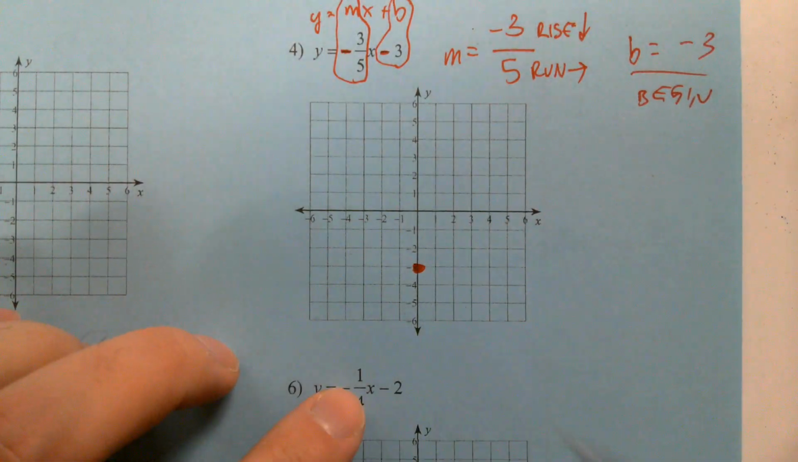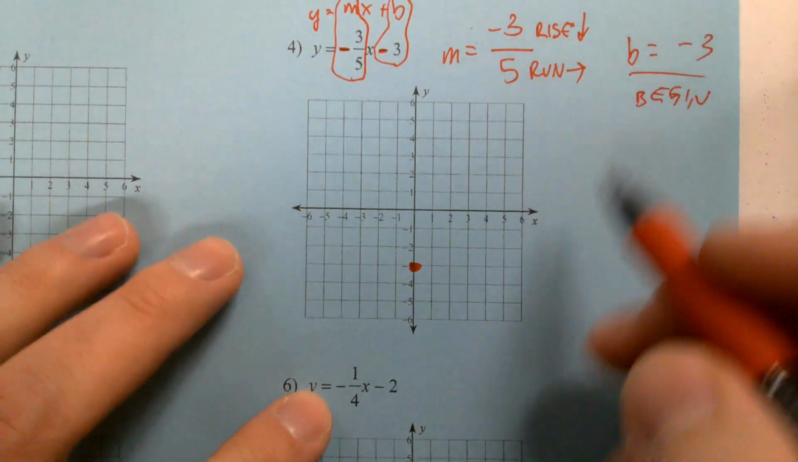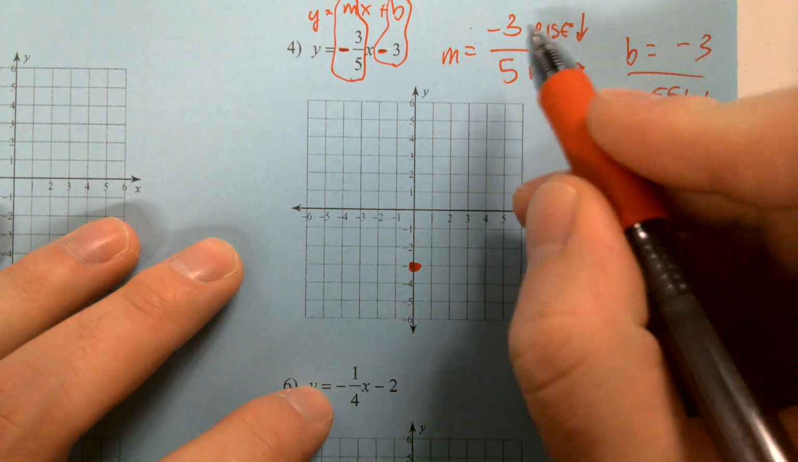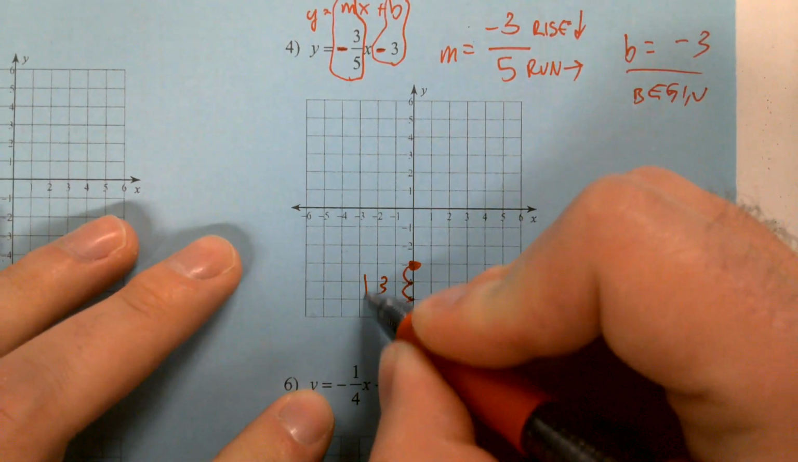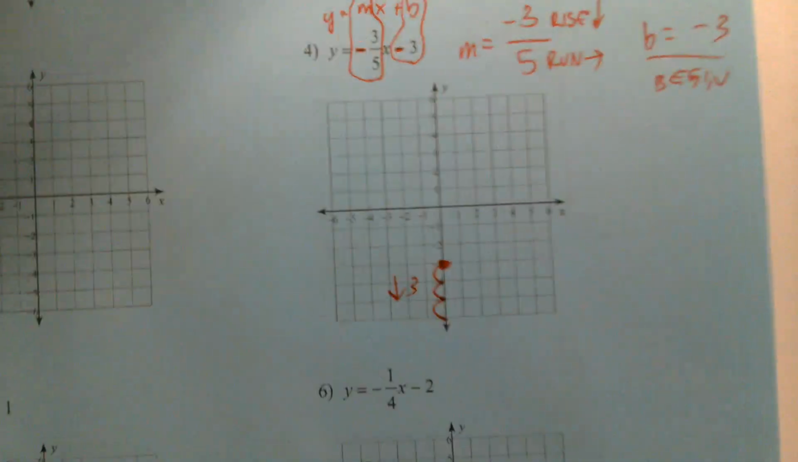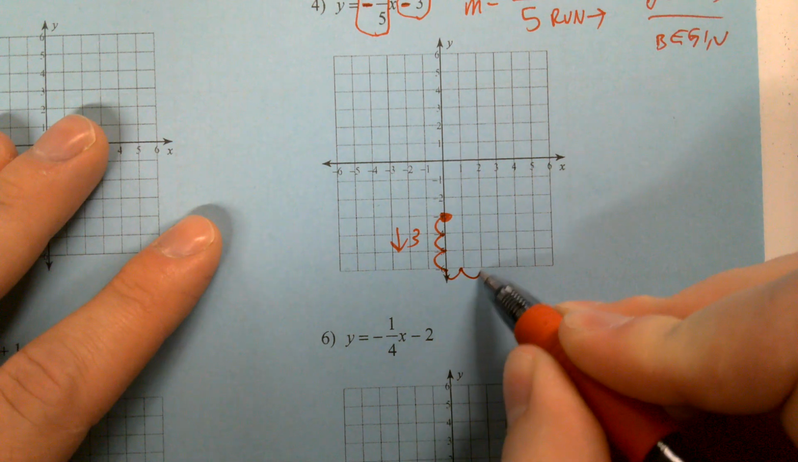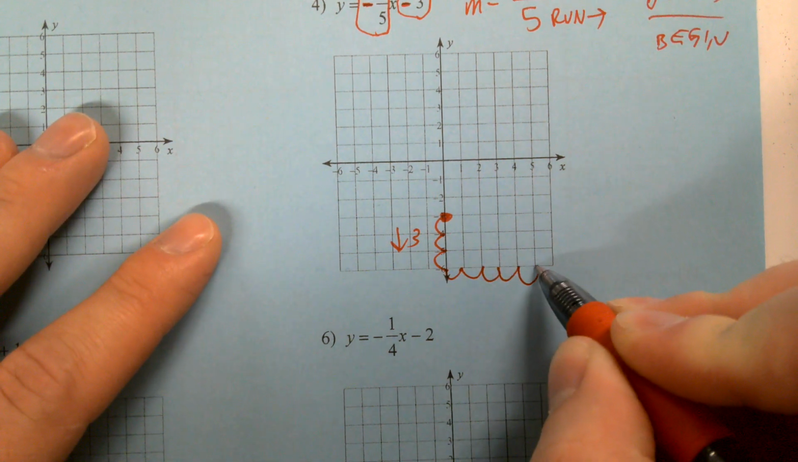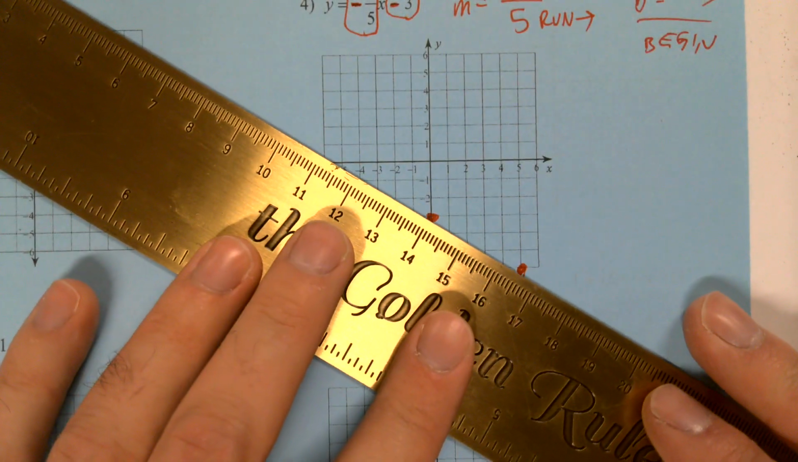From that negative 3, we're just going to follow our directions in the numbers that we're given. So we're going to rise down 3 spaces. 1, 2, 3 spaces down. And then how many spaces are we going to run? 5. 1, 2, 3, 4, 5. Boom. There's our line right there.